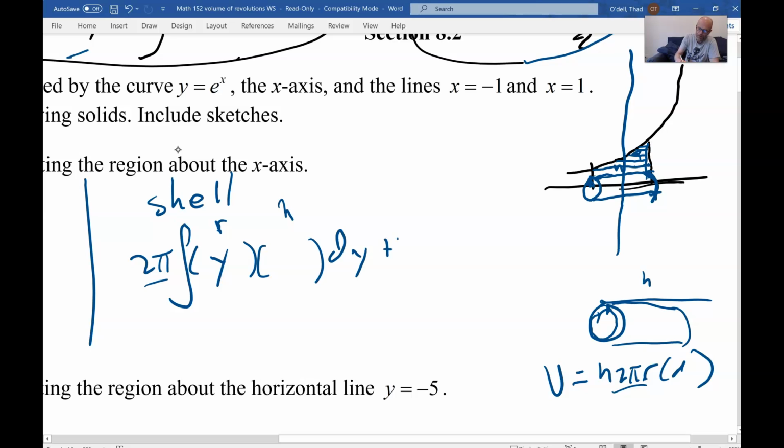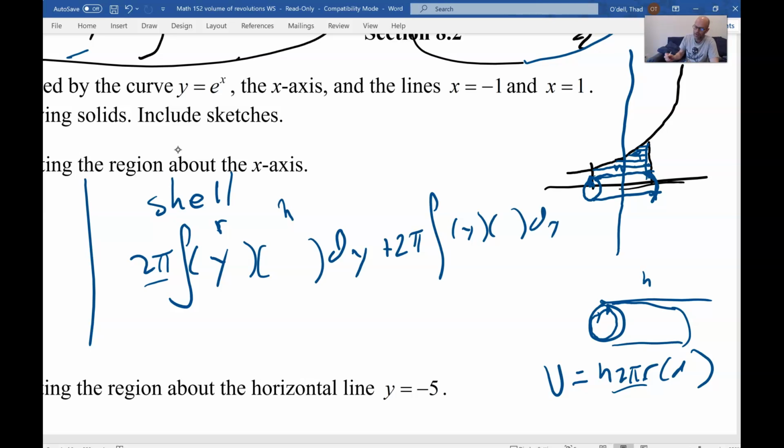So I'd have to put a little plus here, 2 pi integral, and the radius would still be y, but the height is going to be different for this one than the other one. In this case, my limits of integration would go from 0 to that point right there, which would be e to the -1, because that's the y value. The height for all of that would always be 2, so that first one is going to be a fairly easy integral. But this one is going to go from e to the negative 1 up to here.